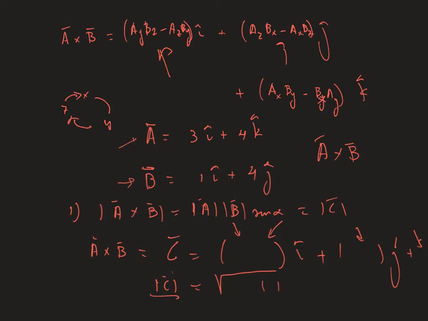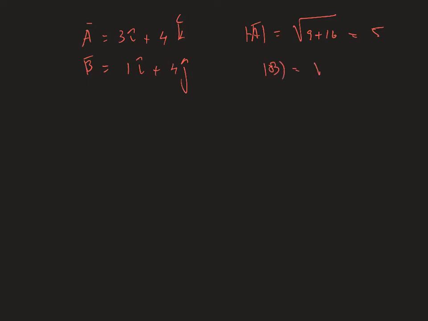Let me think. A is 3i plus 4k, and B is 1i plus 4j. The magnitude of A is the square root of 3 squared, 9, plus 4 squared, 16, which is square root of 25, 5. The magnitude of B: 1 squared is 1, 4 squared is 16, so the square root of 17 is the magnitude of B.